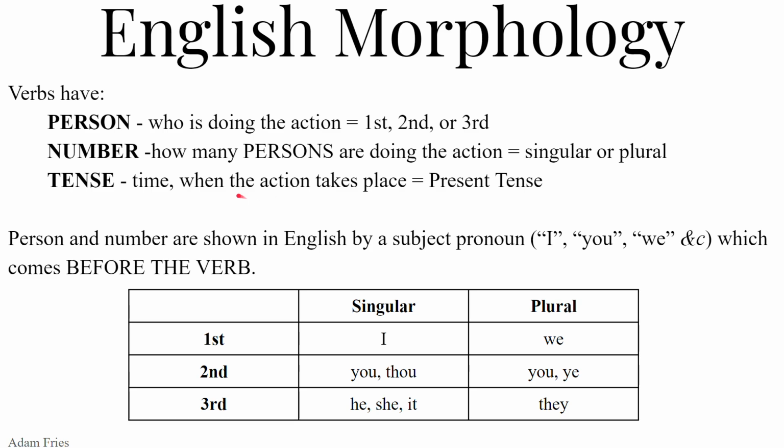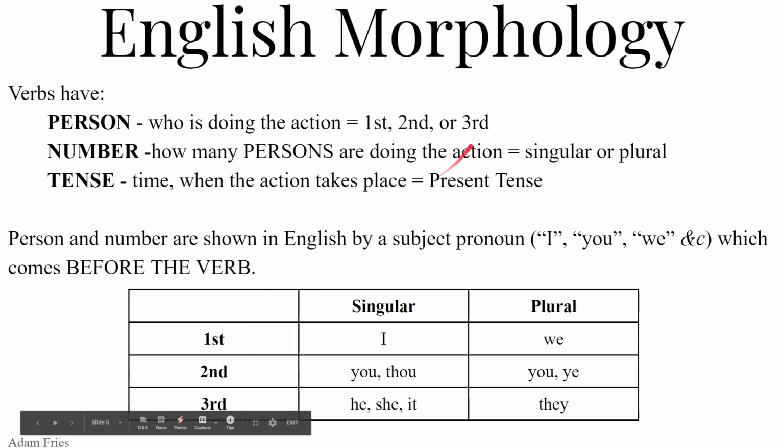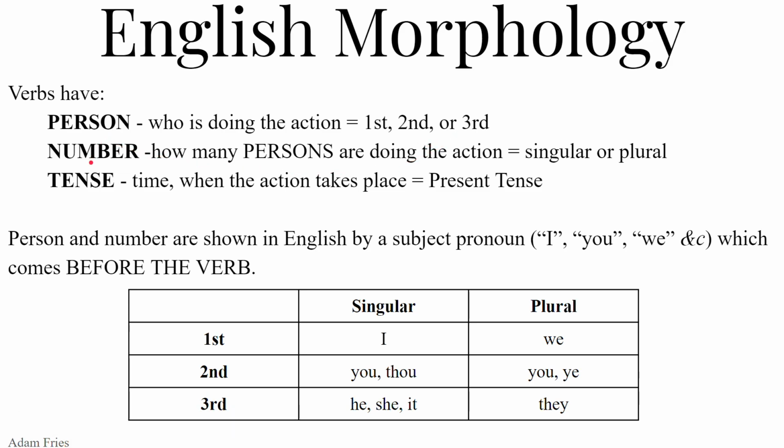Properties of verbs. Verbs have person. That tells you who. Person is who is doing the action. Person can either be first, second, or third. First, second, or third person. Number refers to how many persons, how many of these persons, first, second, or third we have.